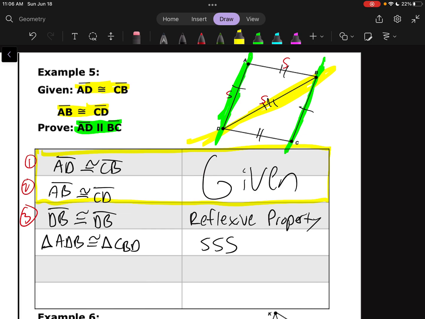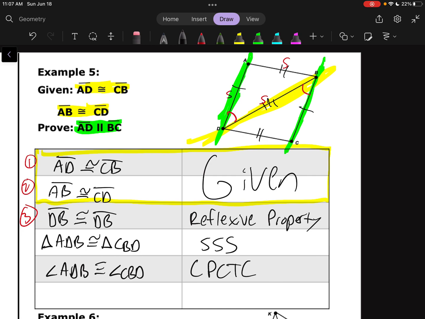If, for example, these two angles were congruent, that would mean that those lines must be parallel. And luckily for us, we can say those angles are congruent. We can say that angle ADB is congruent to angle CBD because of CPCTC. Those are corresponding parts of these two congruent triangles.